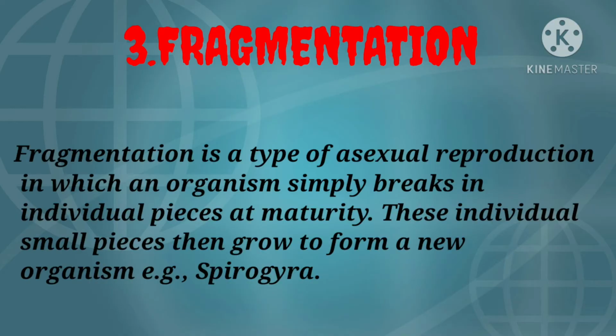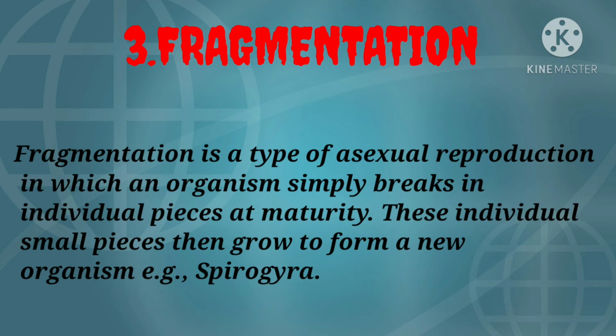Now the next method, that is fragmentation. Fragments mean breaking into small pieces. So fragmentation is a type of asexual reproduction in which an organism simply breaks into individual pieces at maturity. These individual small pieces then grow to form new organisms, and it is most common in Spirogyra. Spirogyra is a multicellular filamentous algae, that means it is found in aquatic habitat.